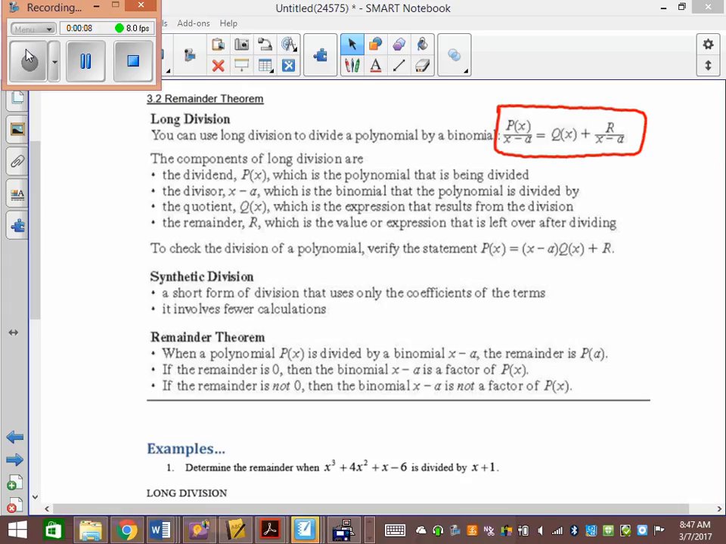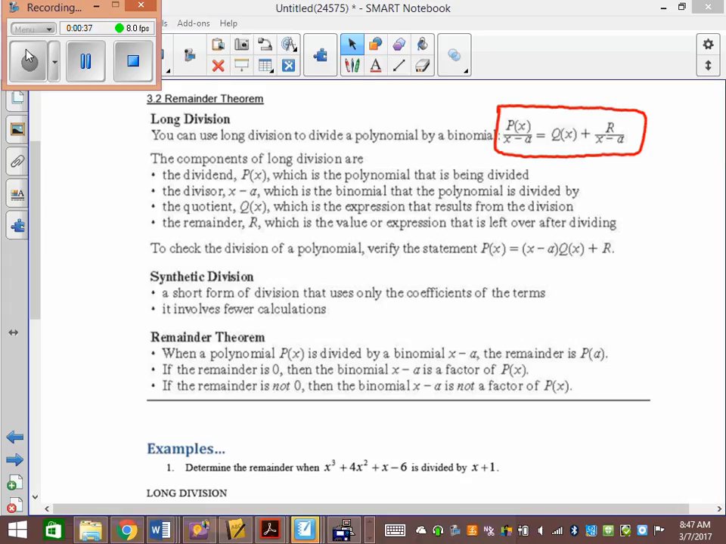So it's P of X over X minus A equals Q of X plus R over X minus A. And when we're done doing synthetic division and stuff like that, which we're going to be looking at in a little bit, then you'll see what these letters even represent. For now, just write it, okay? You'll have your remainder, your quotient, your polynomial, and your factor.